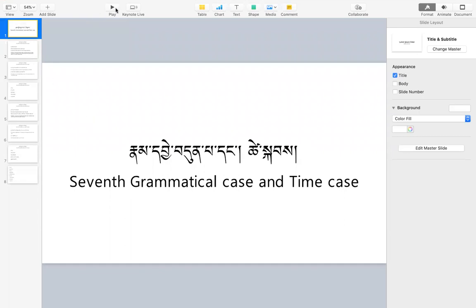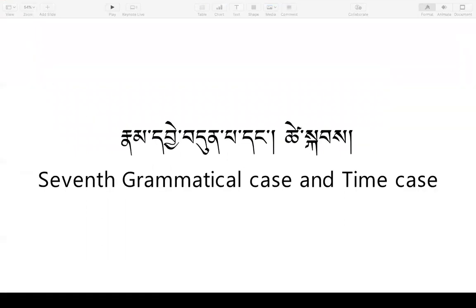Okay, so today we're going to discuss the last two particles. The last two particles are the seventh grammatical case and the subgroup of the seventh grammatical case. After this, we'll be done with the particles used in place of la.